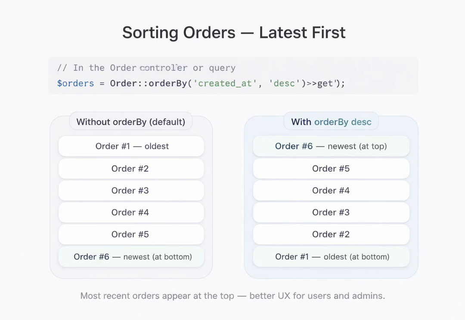The instructor also makes a quick but important UX improvement, sorting orders so that the most recently placed order appears at the top of the list. By default, database queries return records in the order they were inserted, meaning the oldest order shows up first. That's not great for users who want to see their latest order right away. The fix is simple. Add an order by on the created at column in descending order. Now, order 6, the most recent one, appears at the top of the list.